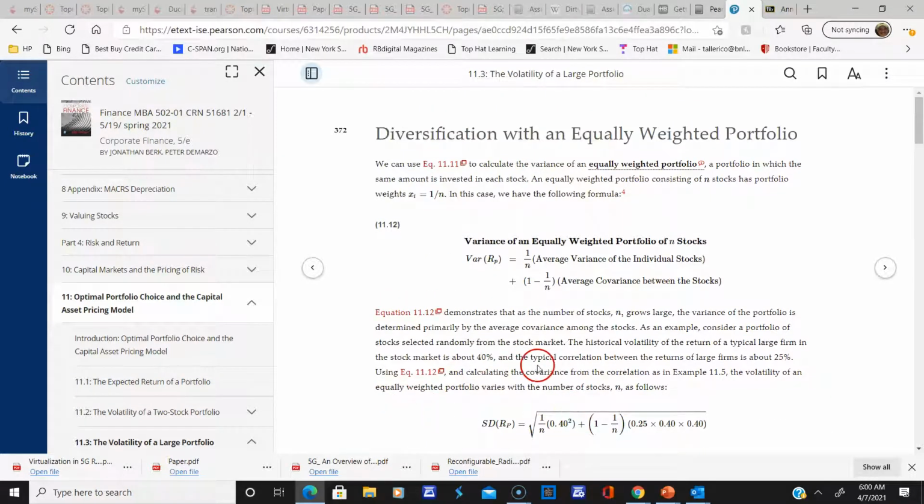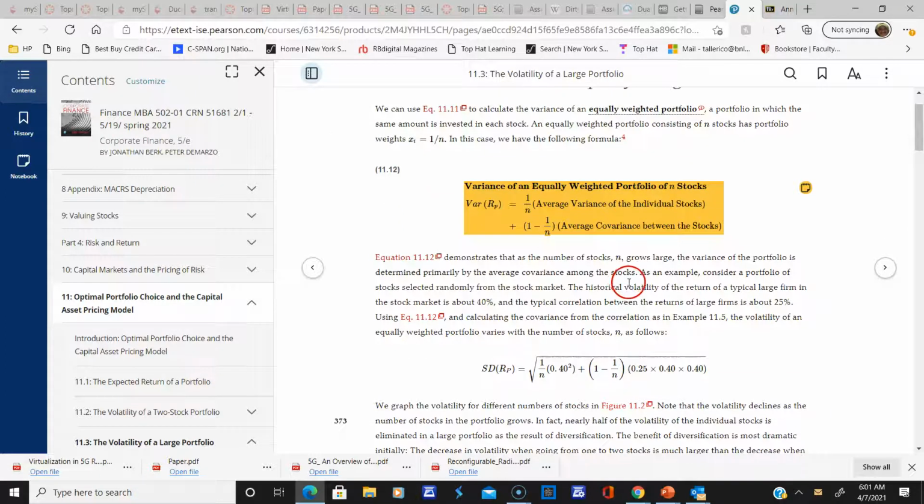Okay, so here's the variance of an equally weighted portfolio. Okay, if you have stocks that have equal weights in your portfolio, let's say there's five and they're each like 20%. So you would just take the number of stocks, all right, and basically times the average variance of the individual stocks, and then plus 1 minus n, the average covariance between the stocks. Okay, so that gives you, if you have n stocks and they're equally weighted.